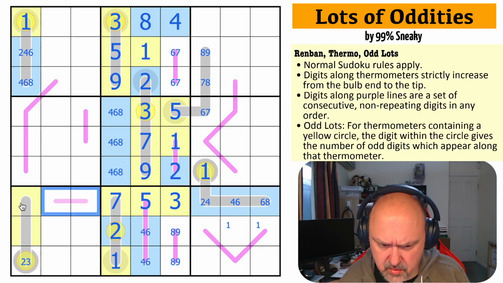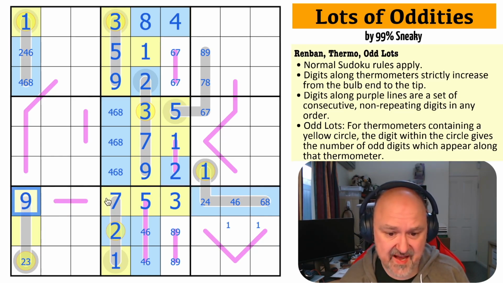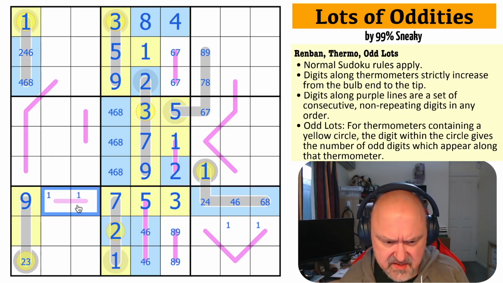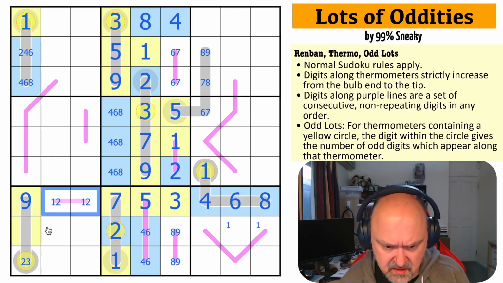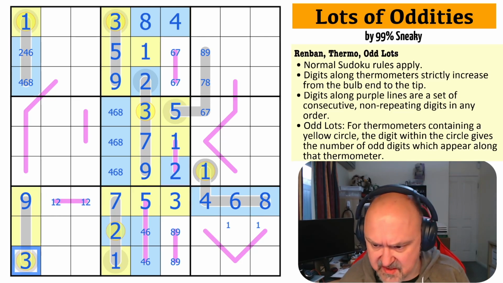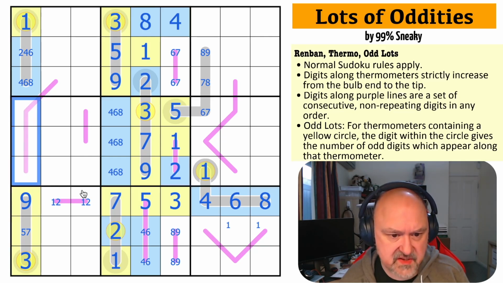Now, this is just a 9, because it has to be from 1 or 9 to be odd. So there is a 1 on this. So this is 1, 2, which means this is 4, 6, 8. And this is a 3, which means that's got the 3 odds. And this is from 5, 7, or 9. No, sorry, 5 or 7. And there's 1 odd digit on this. And 2 evens.